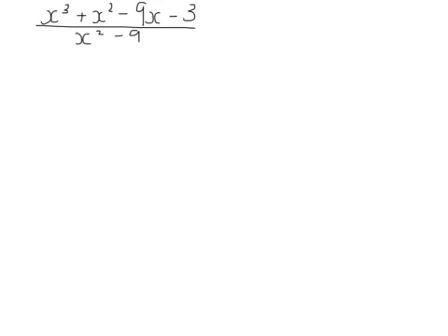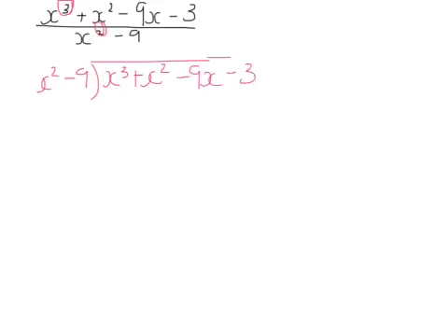In this example, the order of our numerator is bigger than the order of our denominator, that 3 is bigger than the 2. So actually the first step we're going to have to do is long division, long algebraic division, to get rid, or to divide that denominator into that numerator to get some coefficient out. So we are dividing x squared minus 9 into x cubed plus x squared minus 9x minus 3.